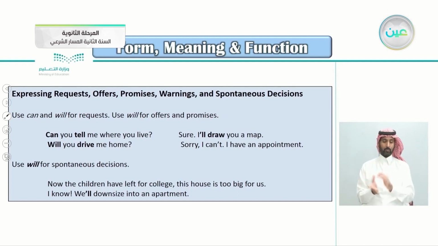Let's read these examples. Can you tell me where you live? So this is a request using can. Sure, I'll draw you a map. Will you drive me home? This is also a request using will here. Sorry, I can't. I have an appointment. So you can use can and will for requests, and also use will for offers and promises.